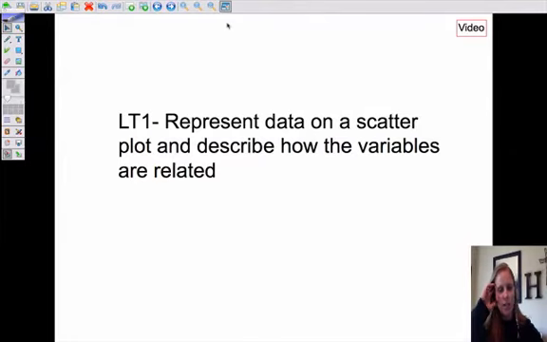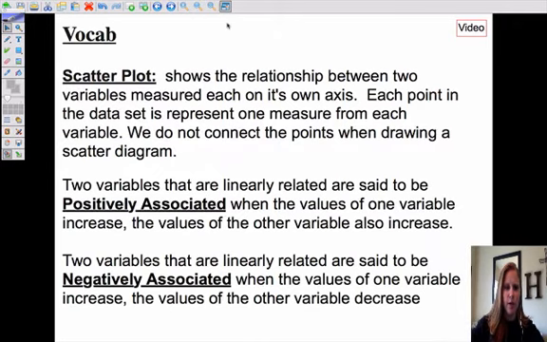Alright guys, this is our third unit on data and statistics. We are going to go over our first learning target, which is representing data on a scatter plot and then describing how variables are related. So we're going to take a look at some scatter plots. To start off, we're going to do some vocabulary.